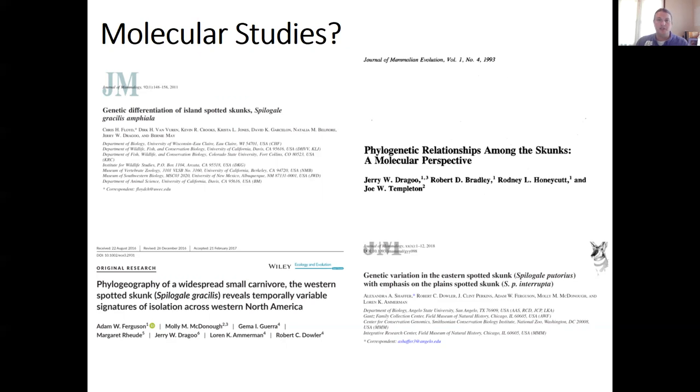But what about molecular studies in the group? Early studies led by Dragoo and colleagues focused on defining Mephitidae as a distinct family, as well as understanding the generic relationships between the 3 North American and Old World genera of skunks. More recently, investigations into intraspecific variation, such as subspecies patterns or phylogeographic history, and a more broadly sweeping one on microsatellites, looked at the putorius-interrupta question in particular.